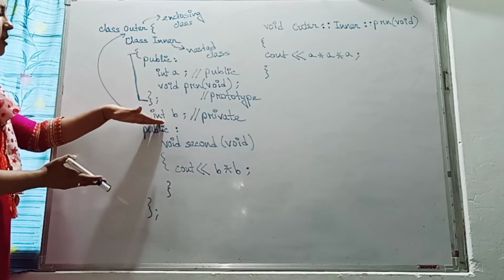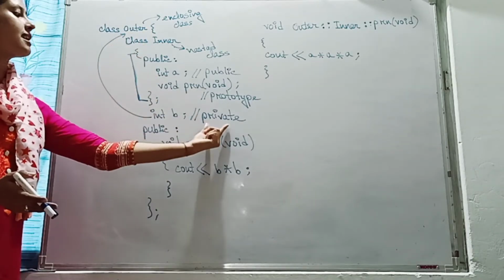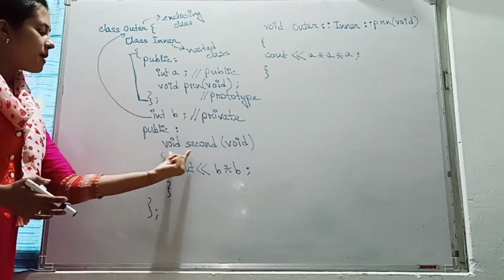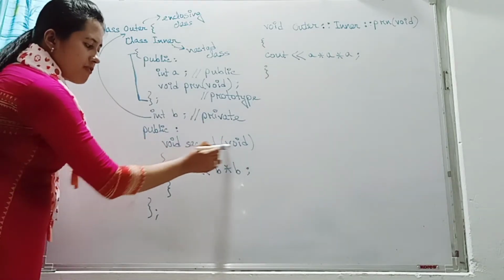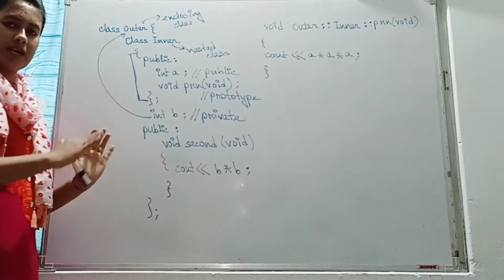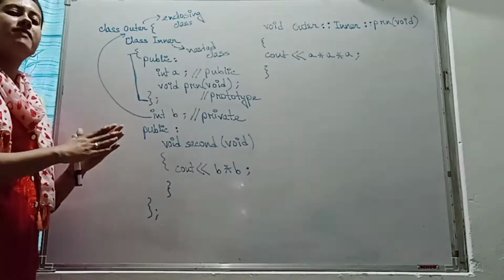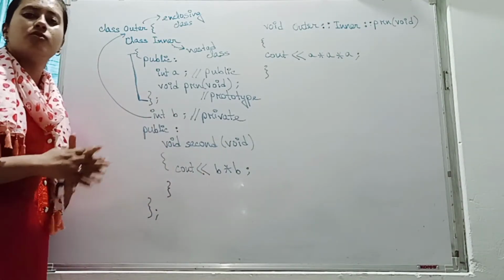So after coming out of the inner class, the data member B belongs to this outer class and it is under the private section. Now inside the public section we have defined one member function, second, and this second is defining B into P. Means this data member, it is squaring the value. The value that will be given to B, it will give the value of the square.